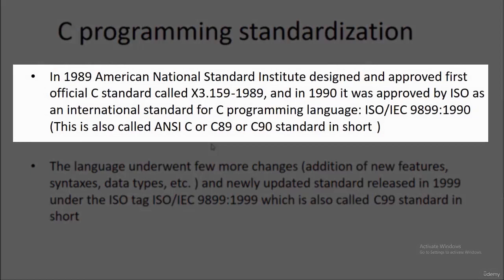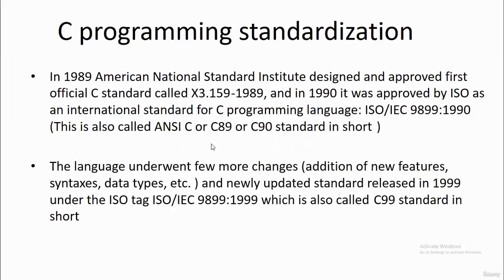In 1989, the American National Standards Institute (ANSI) designed and approved the first official C standard, which is also denoted by this tag name. And in 1990 it was approved by ISO as the International Standard for the C Programming Language. The ISO tag name is this one. So the first official international standard was released by ISO in 1990. That's why it is also called ANSI-C or C89 or C90 standard.